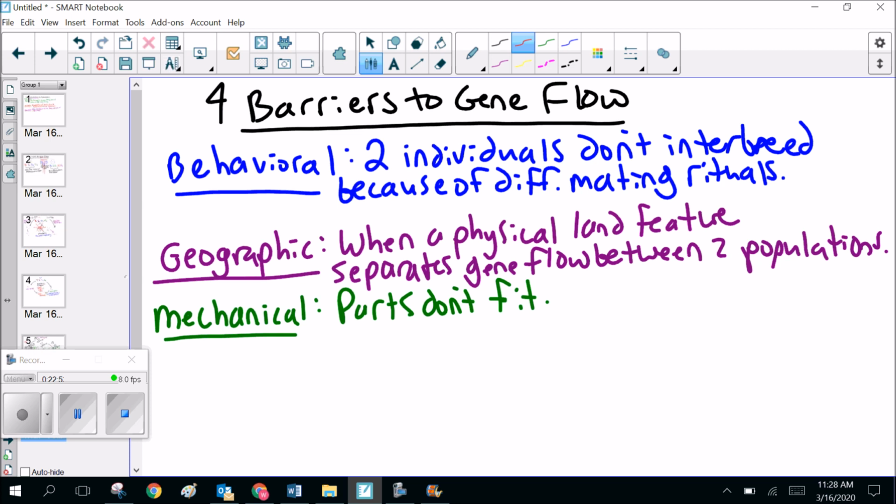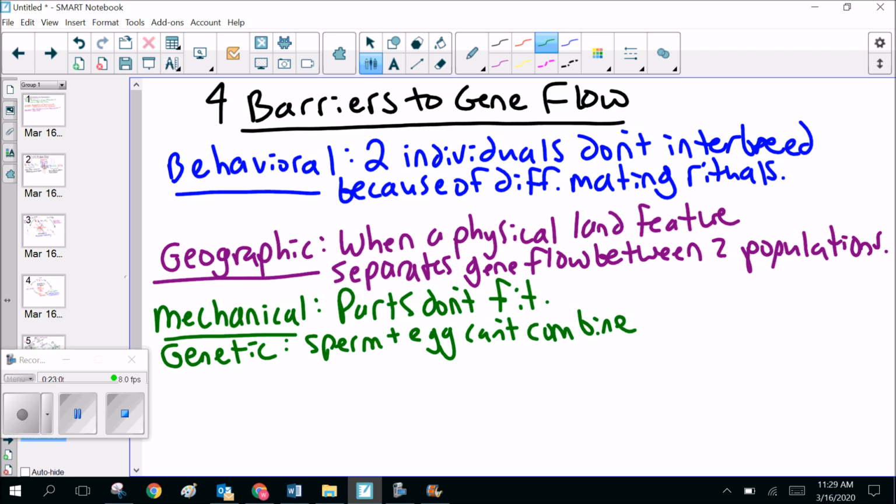Okay, and then finally, I'm going to add one more thing over here, which is genetic. Okay, and that means that the sperm and egg can't combine. I'm going to kind of put that with the physical because oftentimes when two organisms physically can't mate, then their sperm and their egg can't combine. Okay, so we have behavioral, geographic, and mechanical.